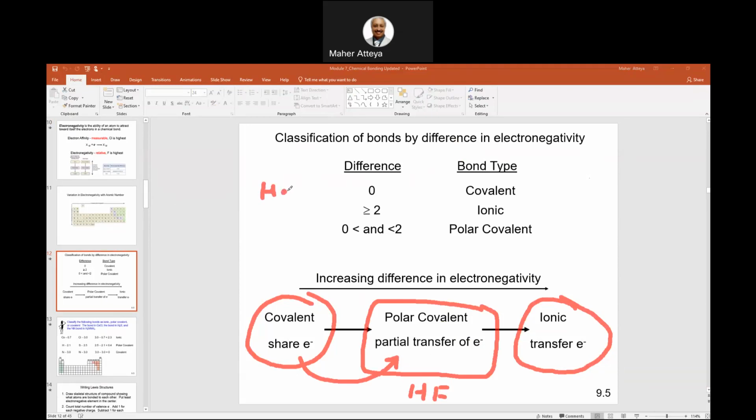HF is partial transfer, it's pulling. So the real life should look like this. I mean, the ideal, not the real life. In real life, the hydrogen here is partial positive and the fluorine is partial negative. Why? The electrons here reside closer to the fluorine.